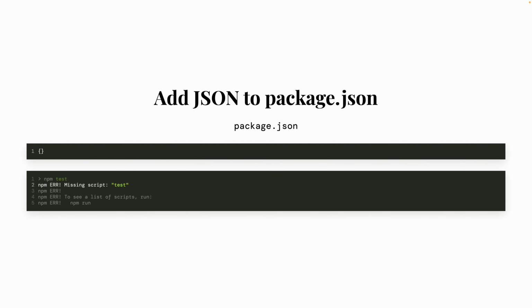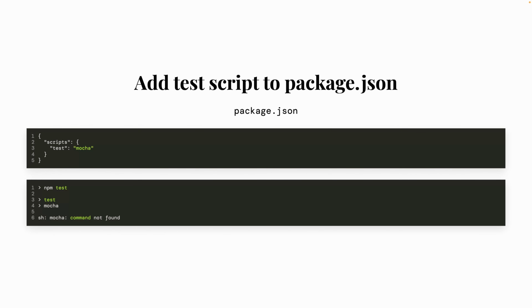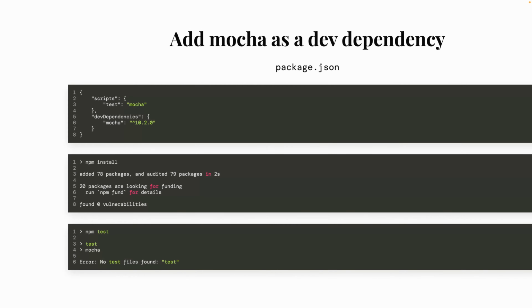Now npm is telling us that we are trying to run this test script which has not been defined. Let's define it. After adding a scripts property to package.json and opting to use Mocha, a popular and simple JavaScript testing library for our project, we proceed to run npm test. The script now runs, but npm tells us it cannot find the Mocha executable. We need to install it as a development dependency, which we will do now.